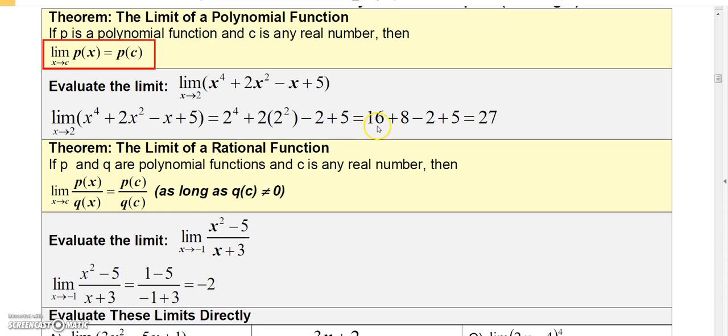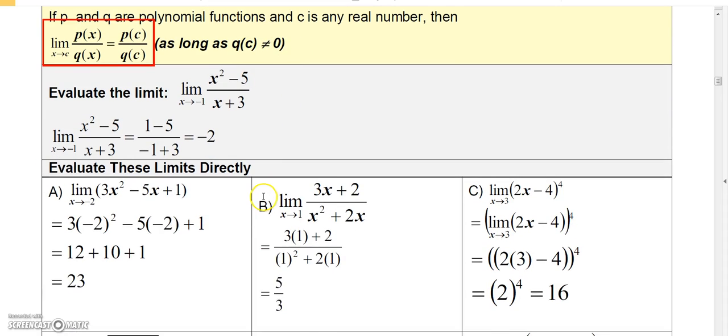And that turns out to be 16 plus 8 minus 2 plus 5, which is 27. And then also you have a similar property for the limit of a rational function. The limit of a rational function can be found by just evaluating the numerator at what x approaches, so evaluating the numerator at c and then evaluating the denominator at c. And again, as long as the denominator does not equal 0.